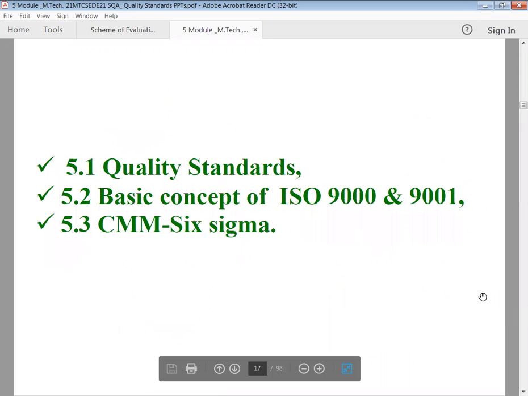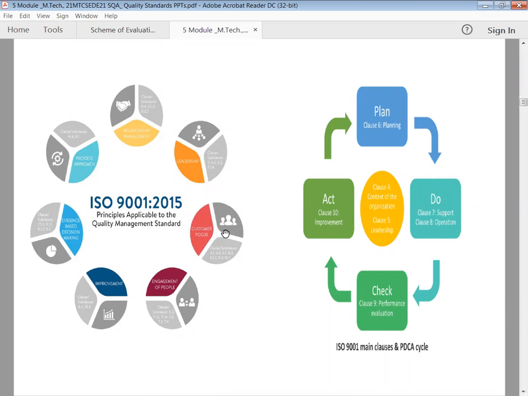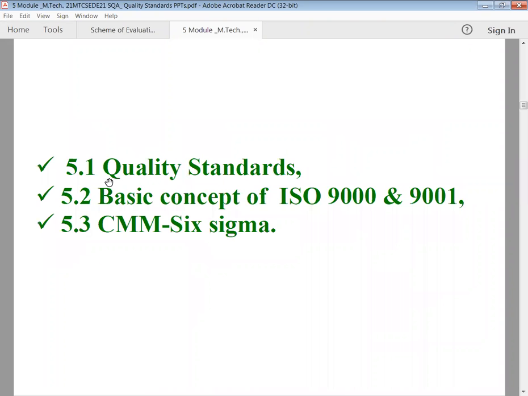So next topic is quality standards, basic concepts of ISO 9000 and 9001. And the next topic is CMM Six Sigma. So any doubts so far? Next topic is CMM Six Sigma.